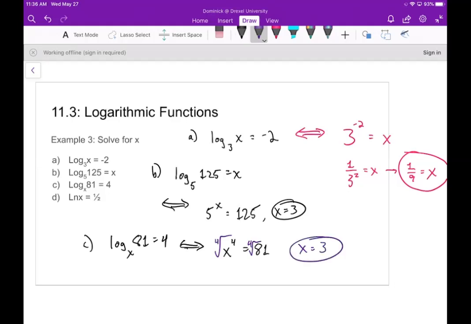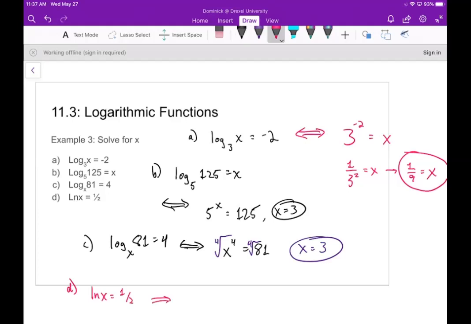And we're just taking the principal root here, right? And then, of course, you want the principal root here. I should be specific. You want the principal root because if you have a negative for your base, that's not defined, right? Okay, and then part D, we have ln of x is equal to 1/2.